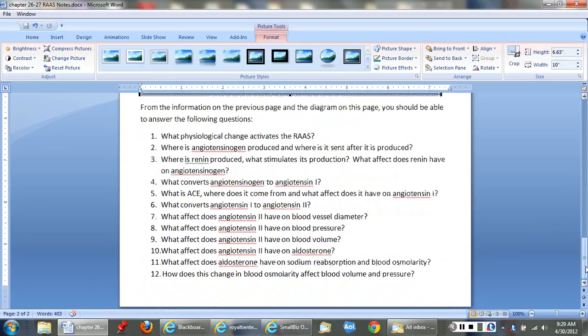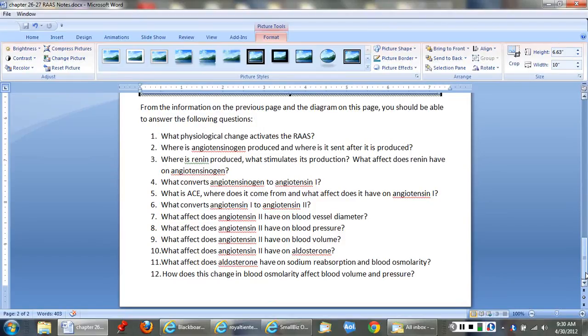All right, so if y'all can answer these questions down here, you're good. What physiological change activates the renin-angiotensin aldosterone system? Low blood pressure, low blood volume. Good. Where is angiotensinogen produced? The liver. And where is it sent after it is produced? Blood. Blood plasma, so blood. Okay.